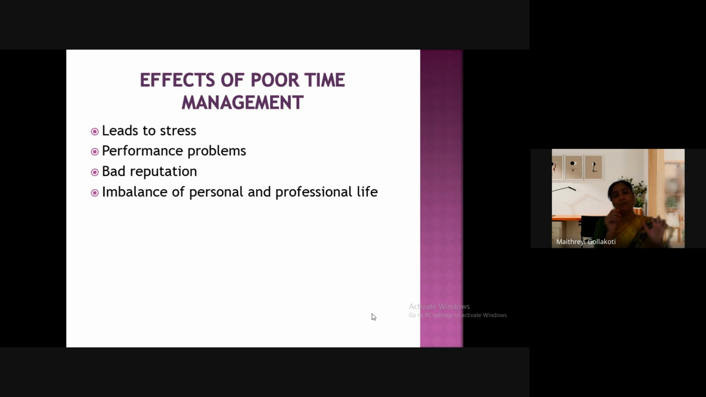And finally, if you don't have good time management, both your personal life as well as the professional life will suffer. There won't be any balance between the two. And it will create lot of stress, unnecessary burden, and it will even spoil the quality of life which we have. So, time management will help solve these problems. Next, please.